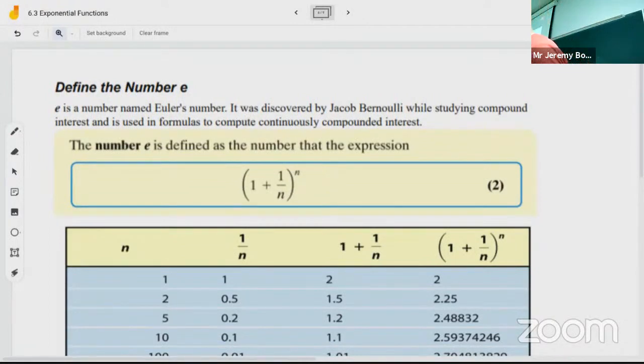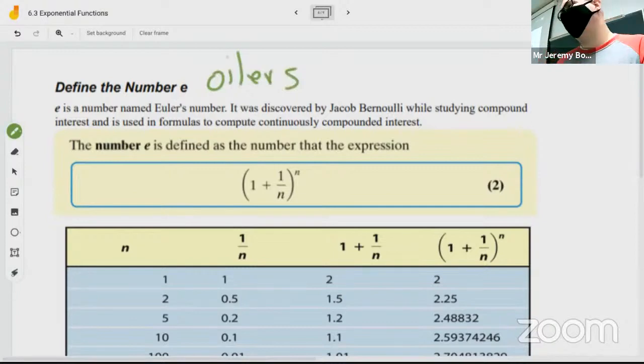No? Okay. So e is named Euler's number. That's pronounced Oiler's. It's kind of like the old football team, but I think y'all probably don't remember. That's how it's pronounced. Not Euler.